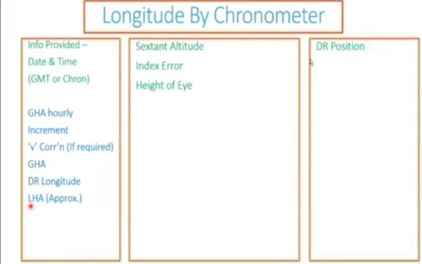Beta, any doubts? Go ahead. Yes, sir. So the V correction you said is only for planets and stars, right? For planets and moon, beta. V correction is there for planets and moon. No V correction is there for sun and stars.